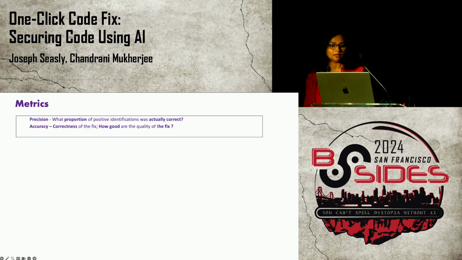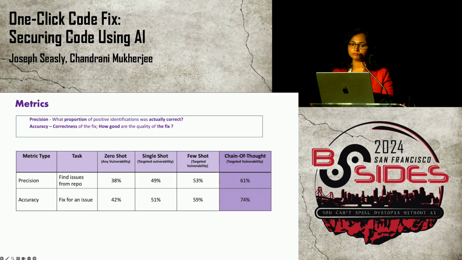For metrics, there are two types that we have considered so far. One is precision, right? So precision is like if you have 10 issues, but only 4 of them are correct, then your precision is 40%. And then accuracy, like how good your fix is. So with all these methods and prompt engineering methods that we have tried, we found that chain of thought is giving us more promising results. Yeah, and then we have a demo. Over to you, Joe.